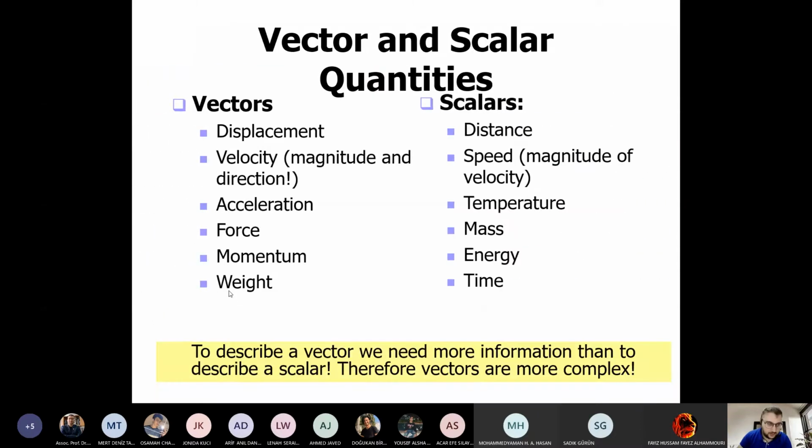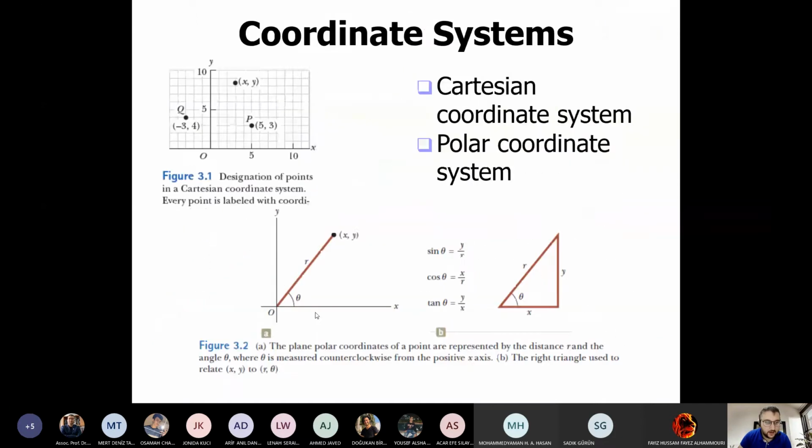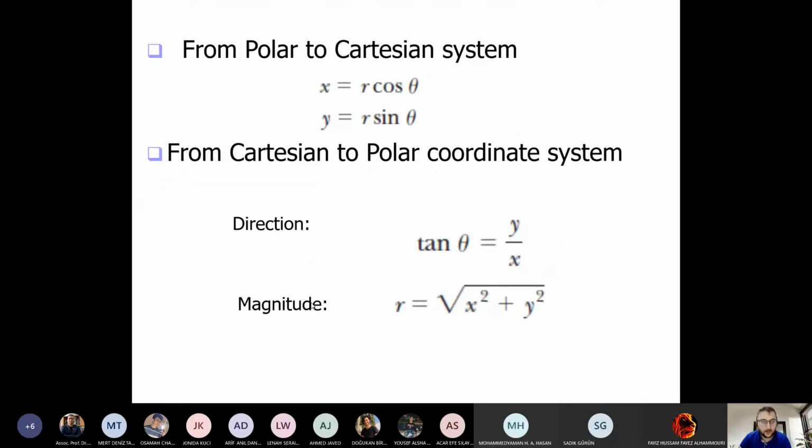And we already studied these things, and we also mentioned the coordinate system. There are two types of coordinate system. One of them is Cartesian, and another one is the polar coordinate system. And we studied how we can convert from polar to Cartesian or Cartesian to polar coordinates.